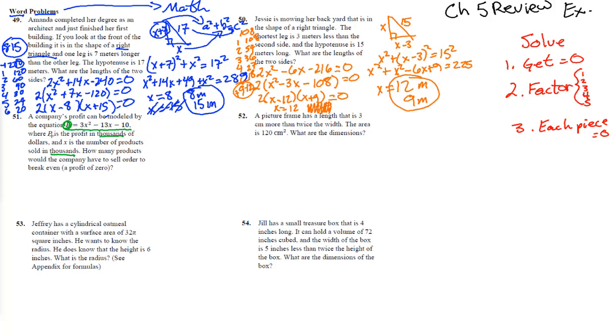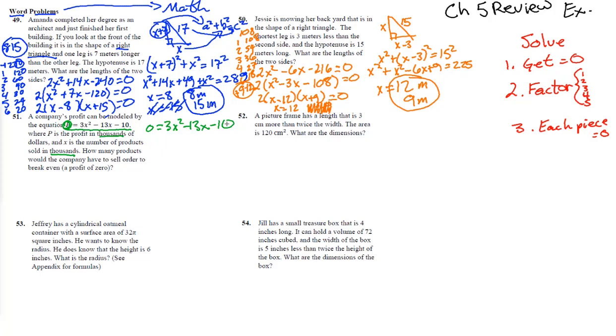So if we have a profit of 0, let's solve it. So we have 0 equals 3x squared minus 13x minus 10. We have an equation. Good. We pulled it out of the words. Now we need to solve it. So get it equal to 0. Check. It's good there. Now we need to factor.